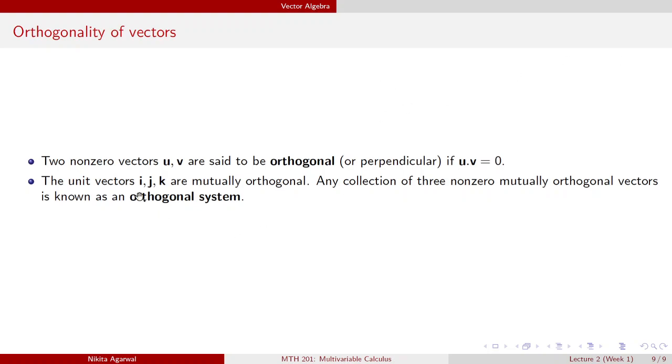Now, if you look at these three unit vectors i, j, k, they are mutually orthogonal, right? Why are they orthogonal? Because i dot j is 0, j dot k is 0 and i dot k is 0. All the pairwise dot products are 0, right? And any collection of three non-zero mutually orthogonal vectors is known as an orthogonal system. So it need not be these three vectors. You can take any three vectors which are mutually perpendicular or mutually orthogonal. Then you call it an orthogonal system. So let us stop here.